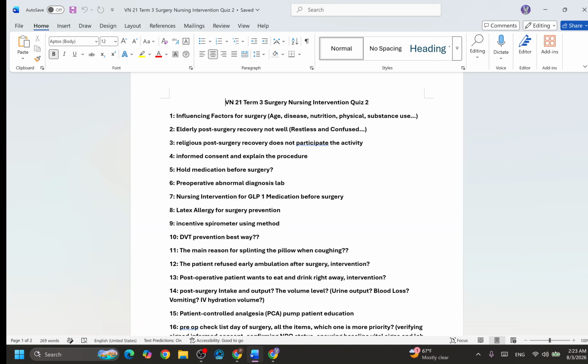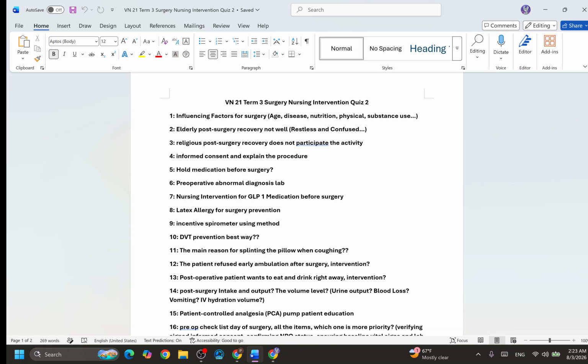Okay. Number 7. Nursing intervention for the GLP-1 medication before the surgery. So what happens with GLP-1 medication for the surgery? It delays gastric emptying, right? That means if a patient is taking GLP-1 medication, the NPO should be over 12 hours, not only 8 hours. We want to make sure that the stomach and the GI system are all empty. But here is a problem.